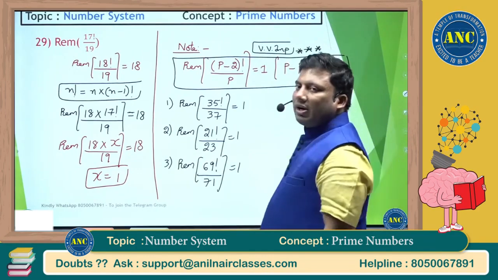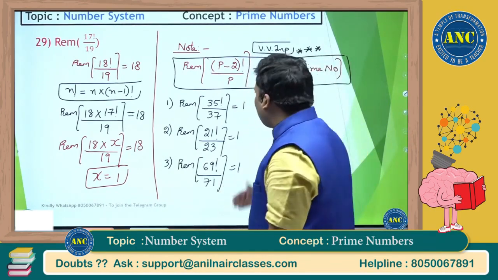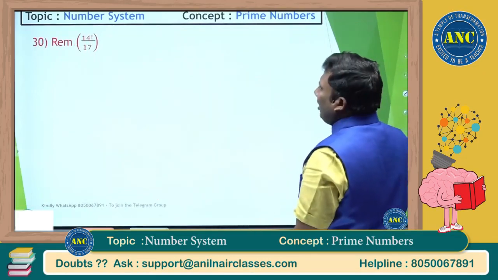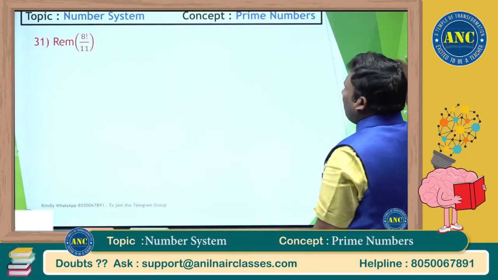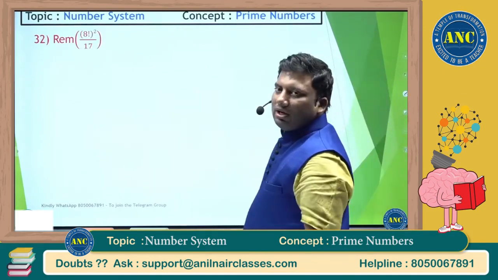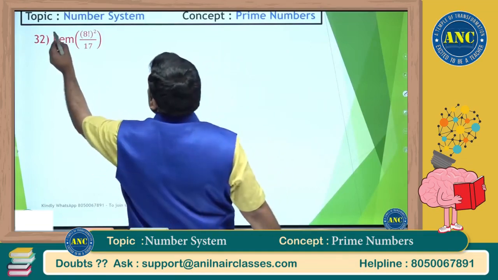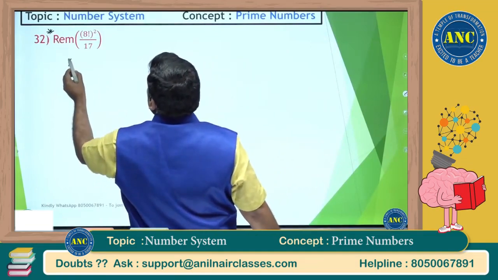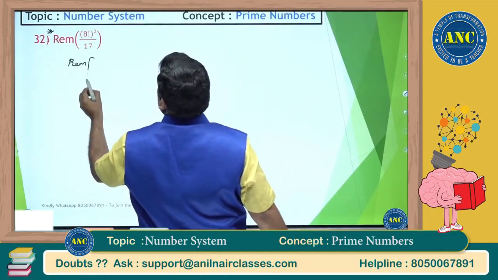P minus 2 factorial divided by P, it is 1. From here, some very, very good questions can be developed. Now see here. Let me solve this question. Reminder, please put a star mark, sir. Reminder, 8 factorial whole square.